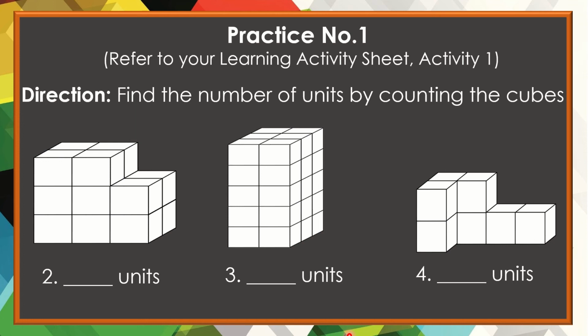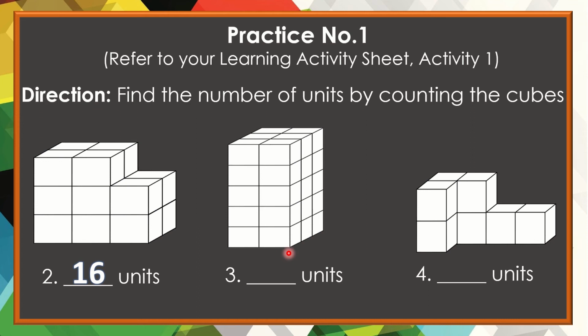Okay, let us now answer. Number 2, how many cubes are there? How many cubic units? 1, 2, 3, 4, 5, 6, 7, 8. So, 8 in the front. Then at the back, it is the same, so 8 again. Then that would be 8 plus 8, that would be 16 cubic units. So the answer for number 2 is 16 units.